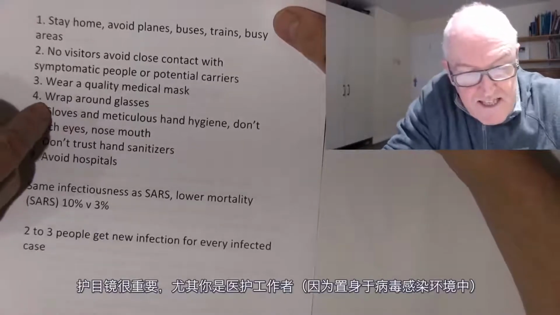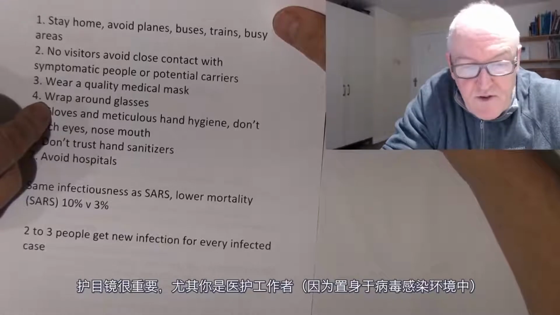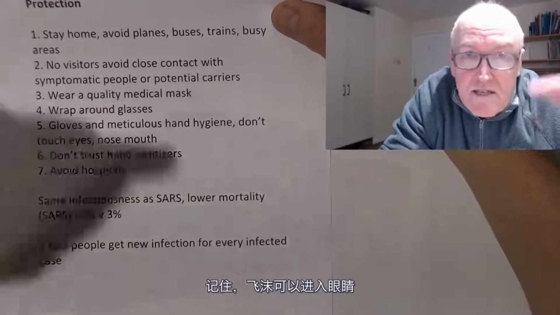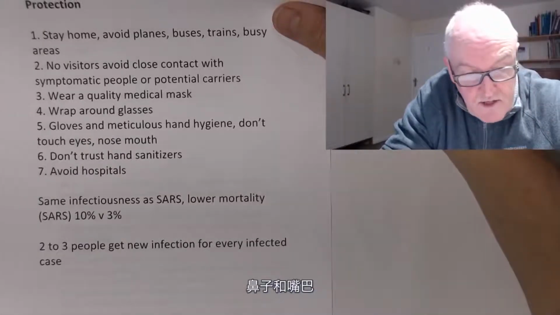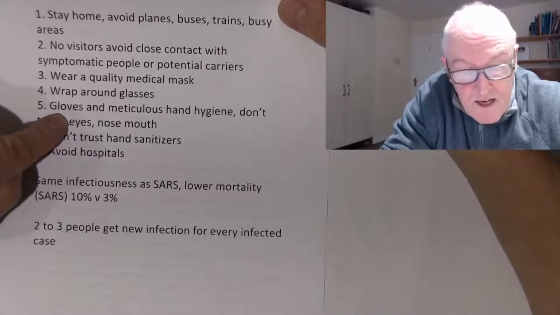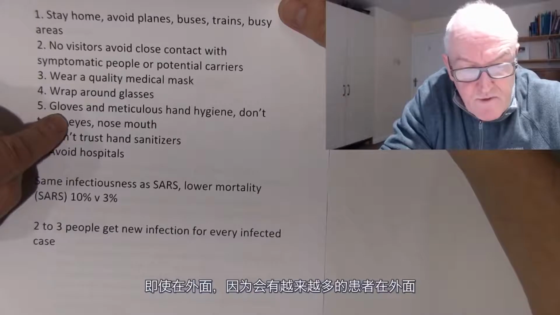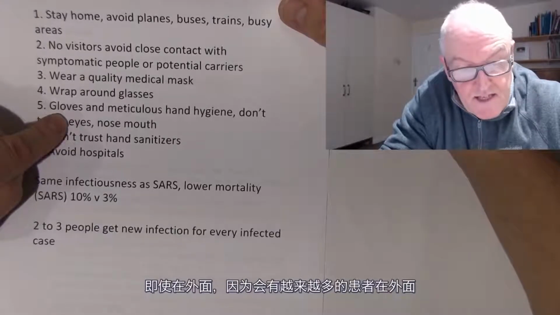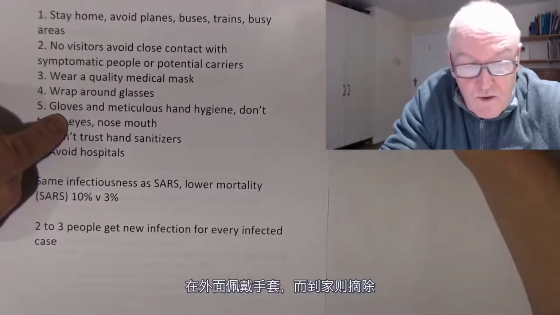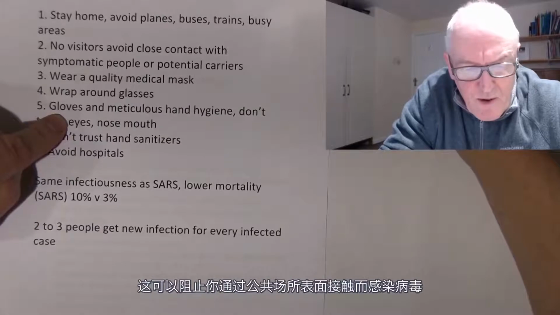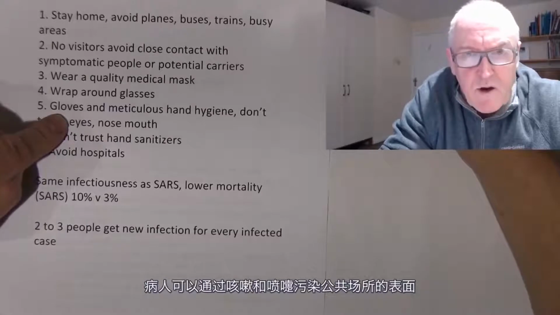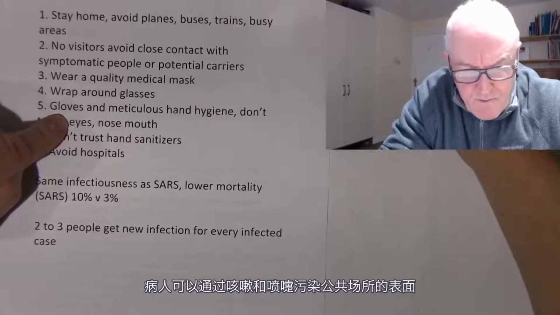And wraparound glasses are going to be important, especially if you're a healthcare provider and you're being exposed to this virus, because remember, the droplets can go into the eyes as well as the nose and the mouth. Meticulous gloves, of course, if you're a healthcare provider. Even going outside, if this disease becomes more prevalent, if there are a lot more cases around, then wearing gloves outside would be good, and taking the gloves off when you get home would be one way to stop you getting the virus from infected surfaces in the public space where people have been coughing and spluttering the virus over public surfaces.